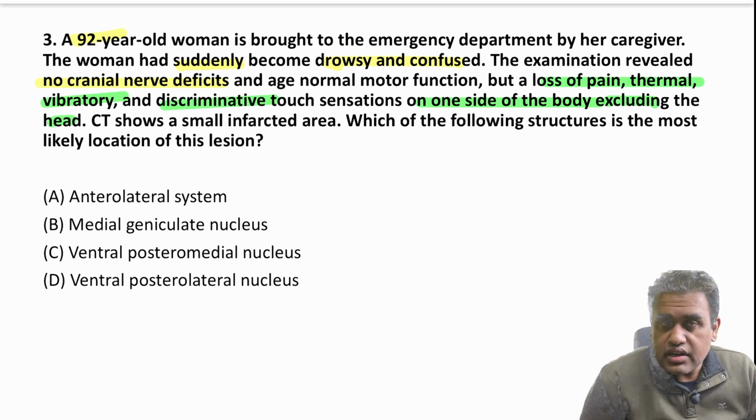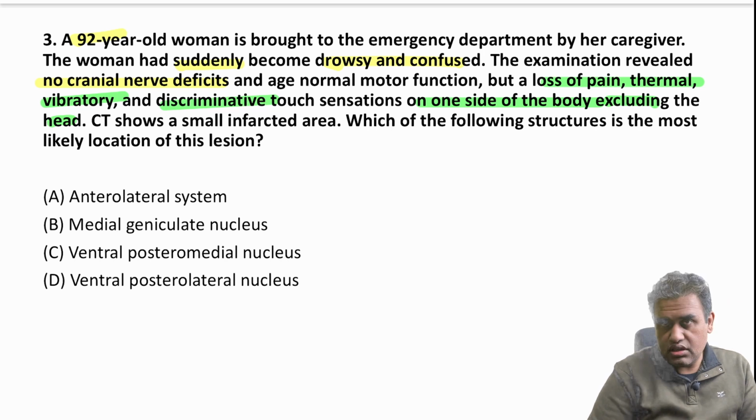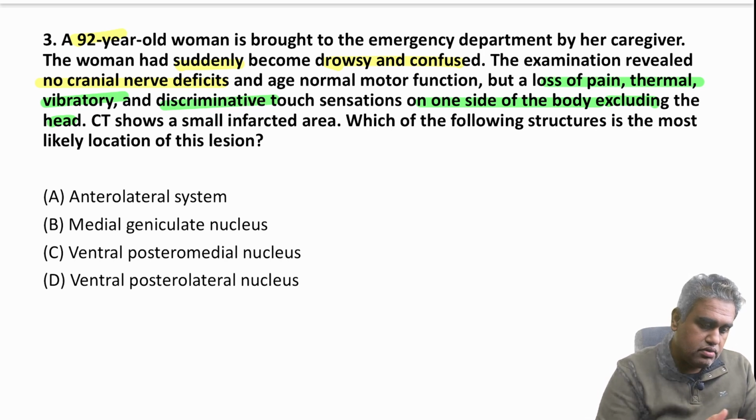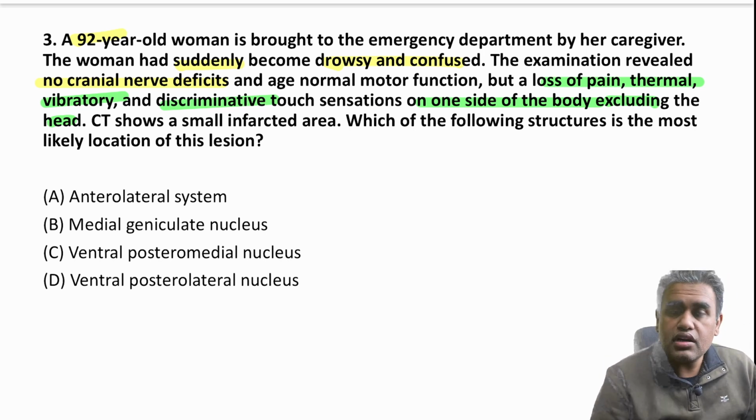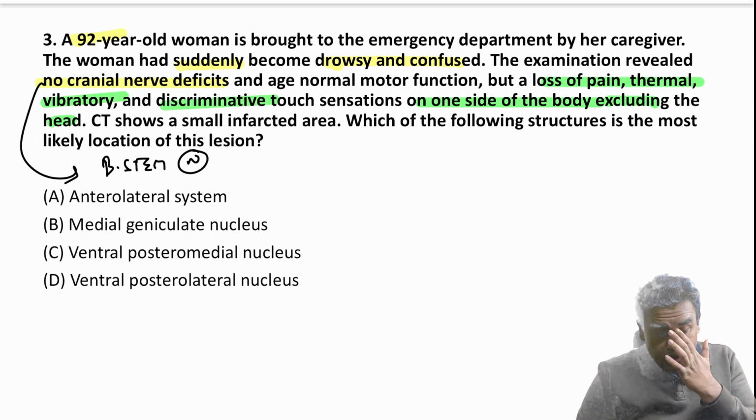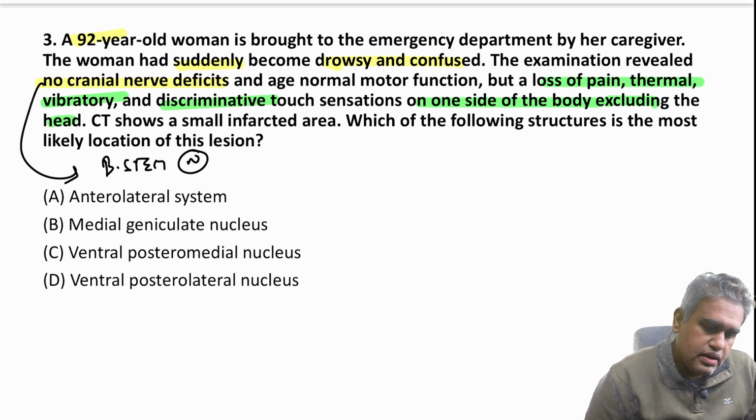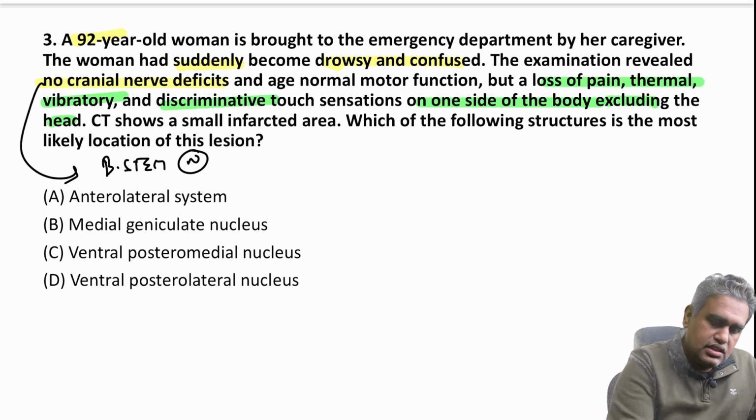CT shows a small infarcted area. Which of the following structures is the most likely location of this lesion? Anterolateral system, medial geniculate nucleus, VPM or VPL nucleus. So the options have taught us a few things, but understand on the contrary. When they say that there are no cranial nerve deficits, it tells us that the brain stem should be fine, because with a lesion around the brain stem, some cranial nerve deficits do come. Then they're saying the loss of pain, temperature and other sensations is from the body minus head, or minus head and neck area.